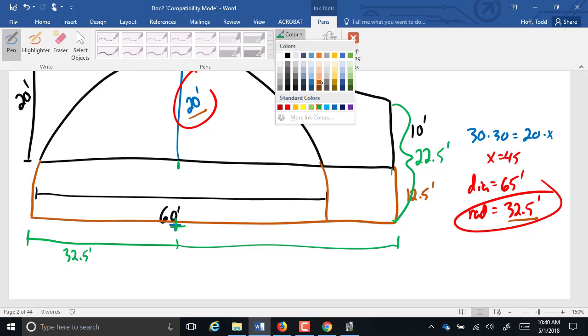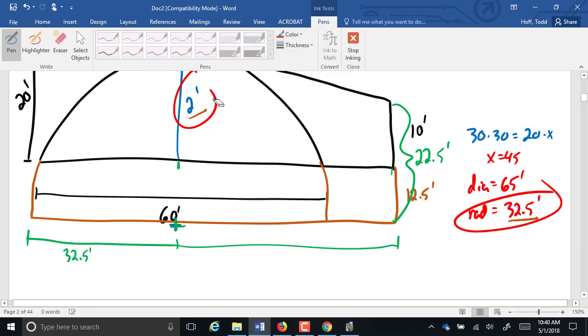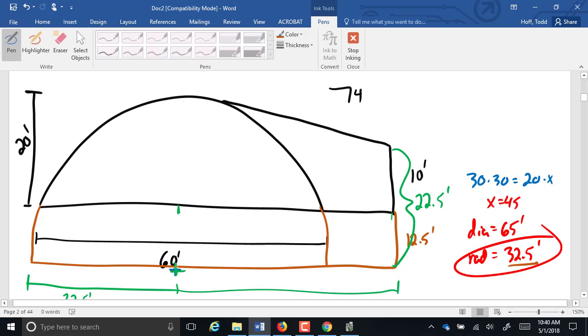So now we're going to treat this just like we did before. I'm going to get rid of this. We're going to draw our center, our radius up there to get a right angle. This is a right angle. Now what?